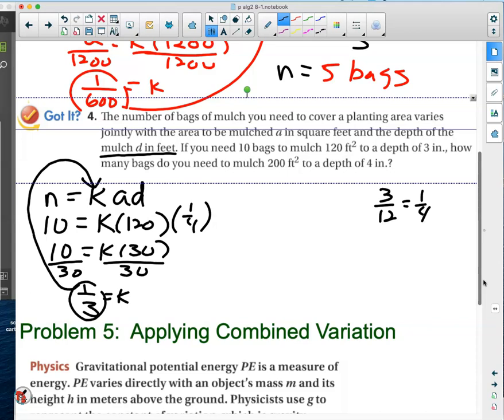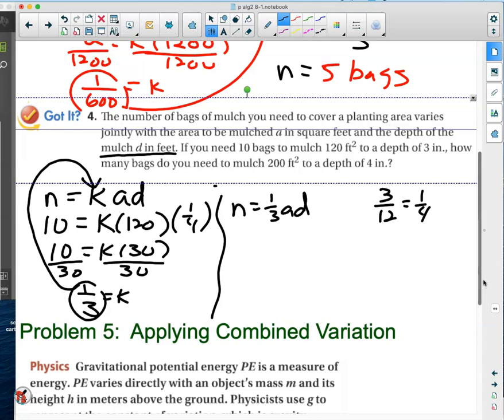Too many phones today. I'm going to have to start taking them away just to make my point. Pay attention. This shouldn't be hard at all, but if you don't pay attention, yeah, it's going to be.